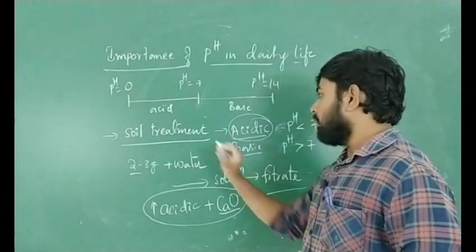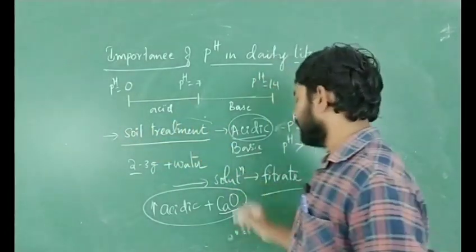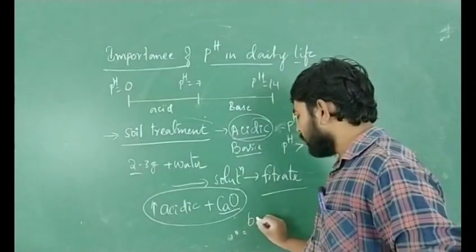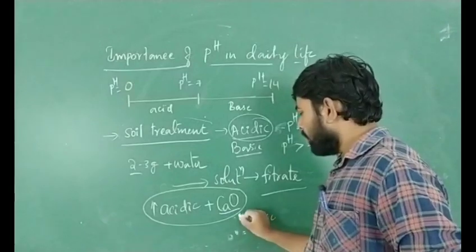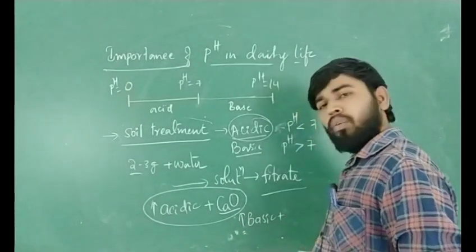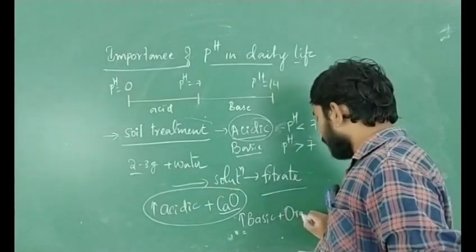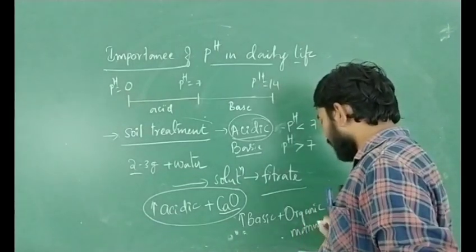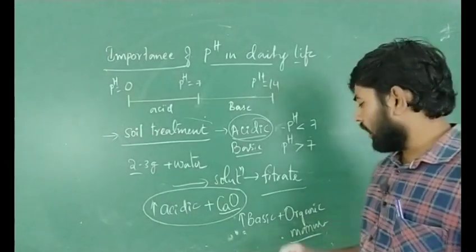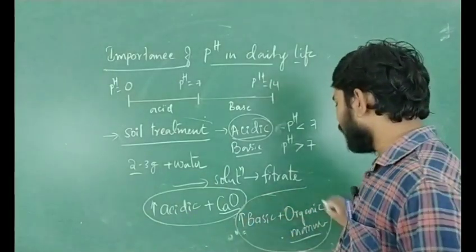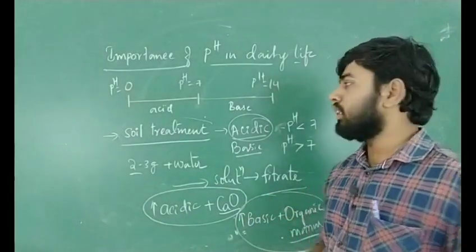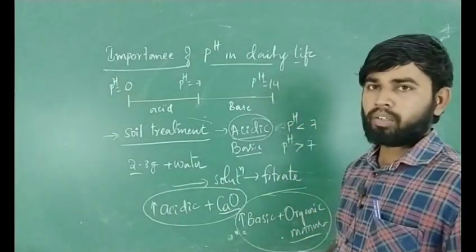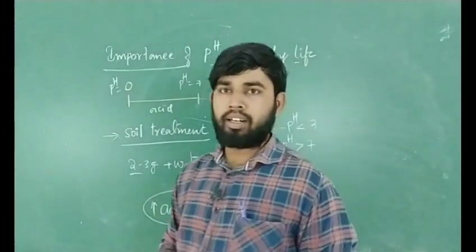Similarly, by the result of soil analysis, if you find the given soil is more basic in nature, then what can we do? We can add organic manure, okay. So organic manure, as you know, is more acidic in nature. So what happens, we can neutralize this basic soil into neutral soil again. In this way we can treat the soil to make it neutral, okay. This is about the soil treatment.